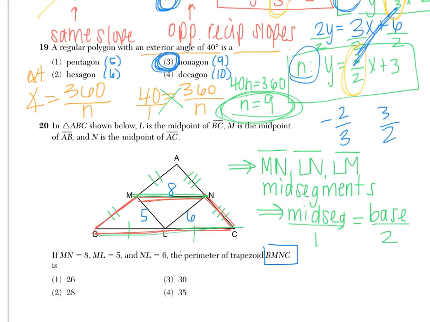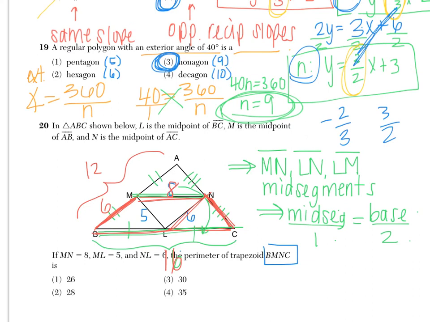MN is parallel to this base down here, which means that this whole entire base is twice the length of MN. Because we can think about this mid-segment over 1 equals base over 2. If I want to get the base, I got to multiply by 2. So here we have a 16. We still have the 8, but I still need these left and right sides. If we know that the mid-segment here is 6, then this whole length is 12. But 12 gets split up by M. M is a midpoint, which means that this piece must be 6.